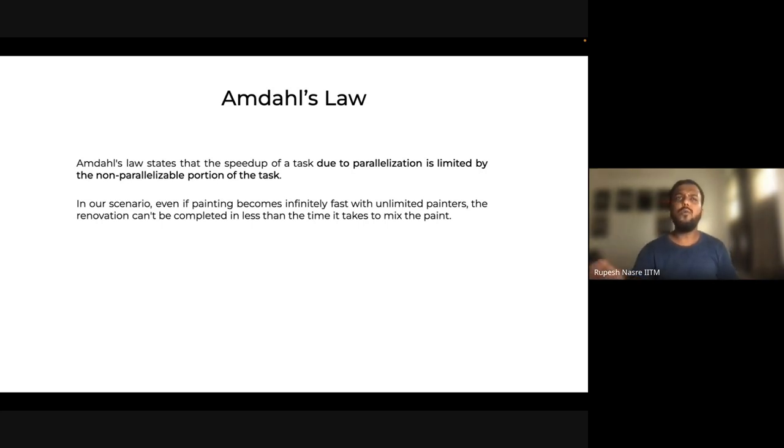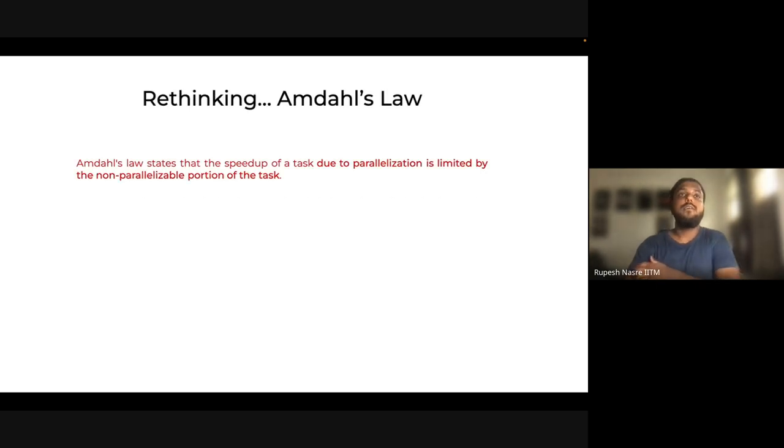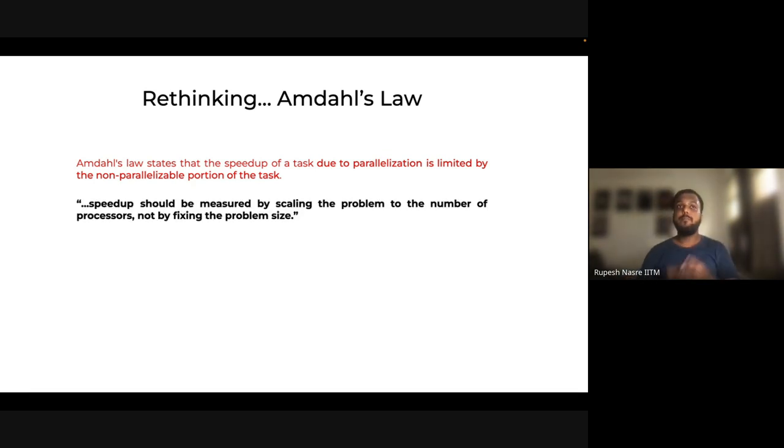So how can we achieve more parallelization, since in real world code we have much more non-parallelizable code? So how can we parallelize those also, or if we are not able to, we have a bottleneck with this, right? So we can think of Amdahl's law in a new way, right? What can we think? See, Amdahl's law strictly stated that due to parallelization, the speed up is limited by the non-parallelizable portion of a task, right?